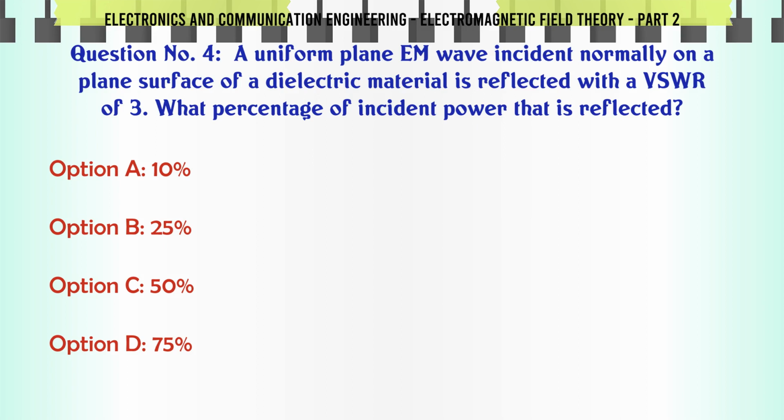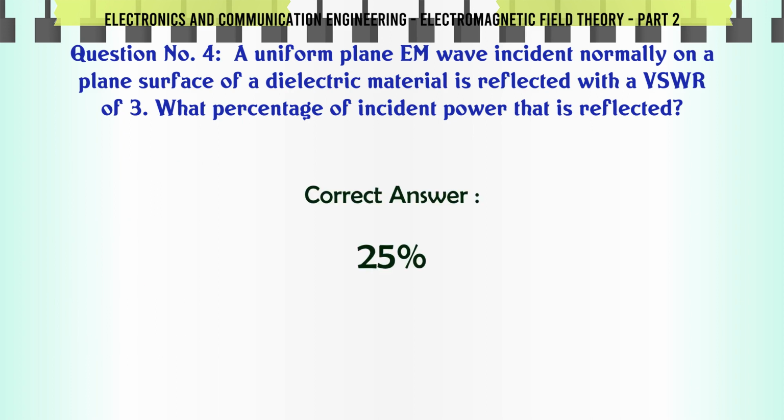A uniform plane EM wave incident normally on a plane surface of a dielectric material is reflected with a VSWR of 3. What percentage of incident power is reflected? A. 10, B. 25, C. 50, D. 75. The correct answer is 25.